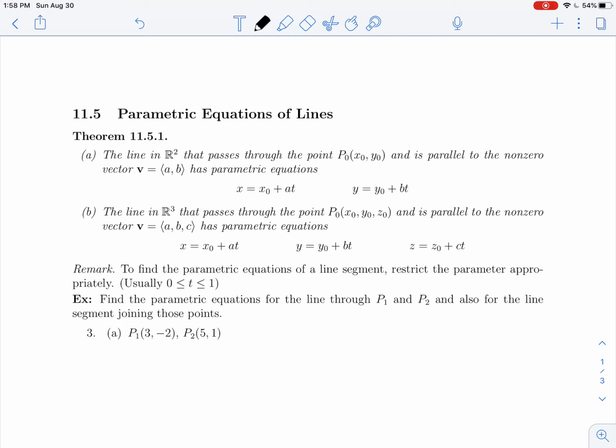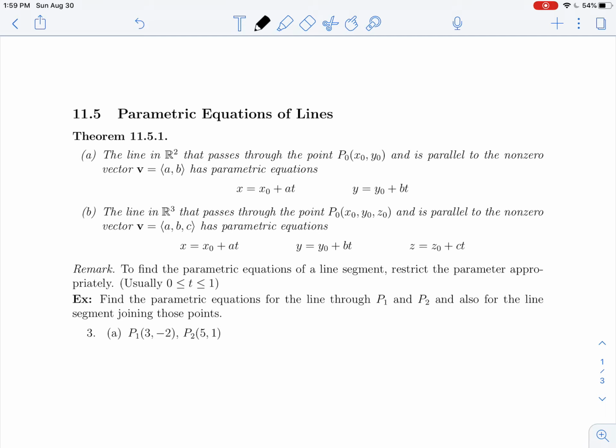Part A states that if you have a line in R2 that passes through the point with coordinates x0, y0, and is parallel to the non-zero vector AB, then it has the following parametric equations. X equals x0 plus AT, y equals y0 plus BT.